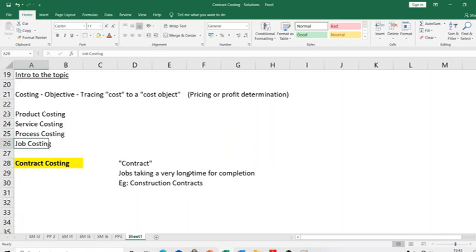Let's say there are 5 jobs. Jobs 1 to 4 take 4 months each. Job 5 alone takes 2 years. Why can't you say, I have 5 jobs, I will use the job costing system. The 5th job alone takes 2 years, so it's slightly different from other jobs. Why should you have a separate system for costing? Why is it that this long time is very important for our consideration here?